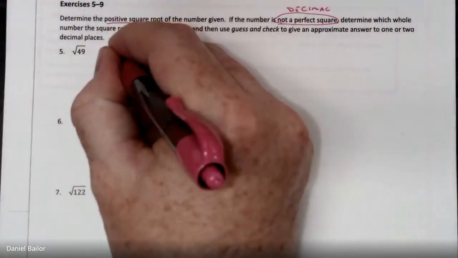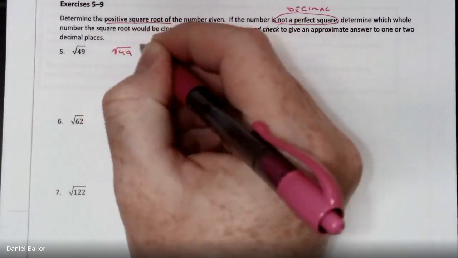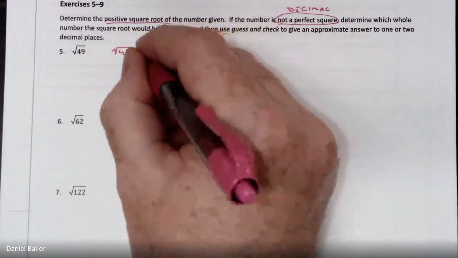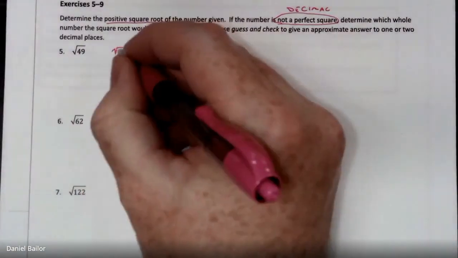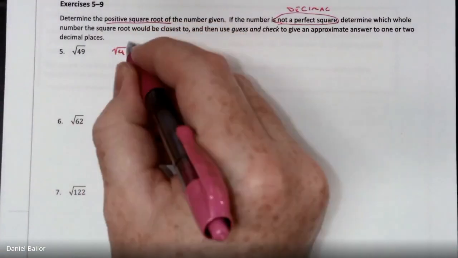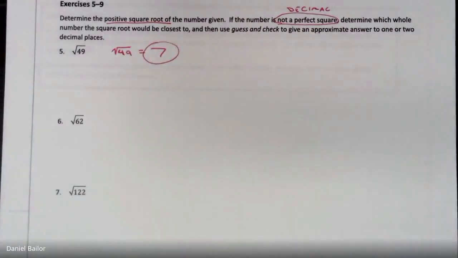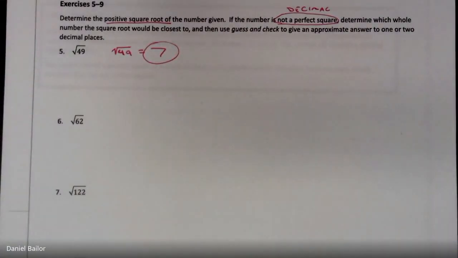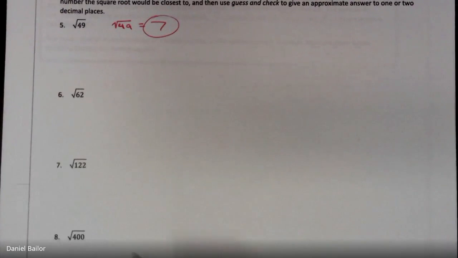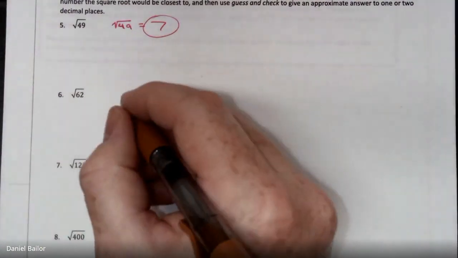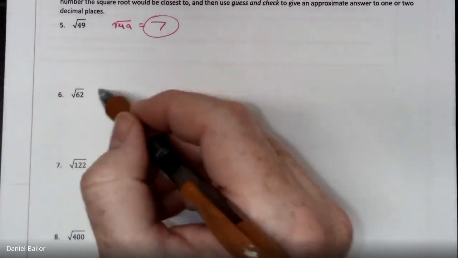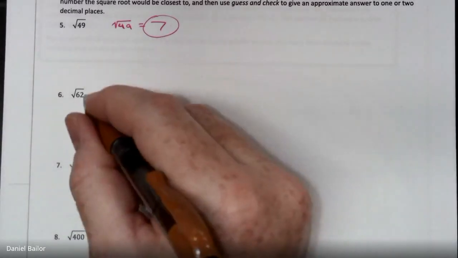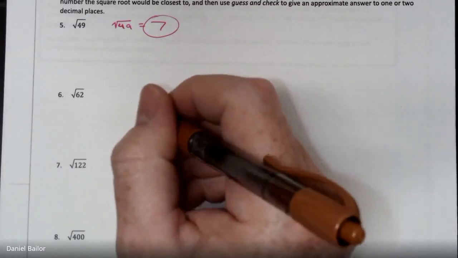Now the square root of 49 is exactly 7. 49 is a perfect square. It is not a decimal. That's it. So that's fortunate. What's not so fortunate is number 6, the square root of 62. Because the square root of 62 is not going to be a whole number. It's going to be a decimal.